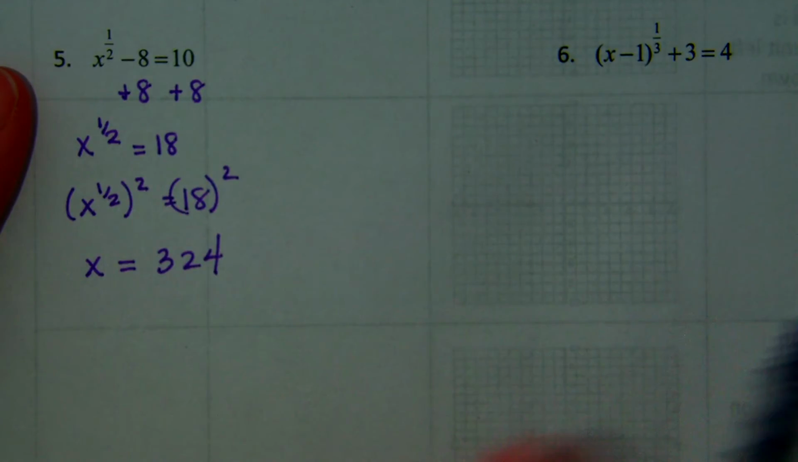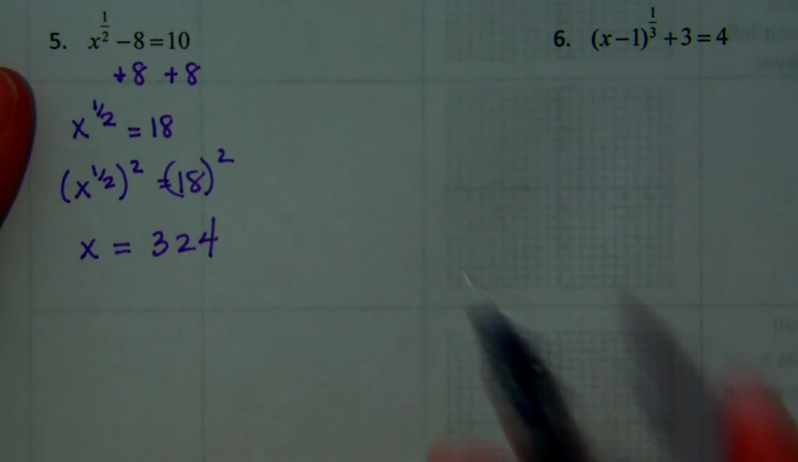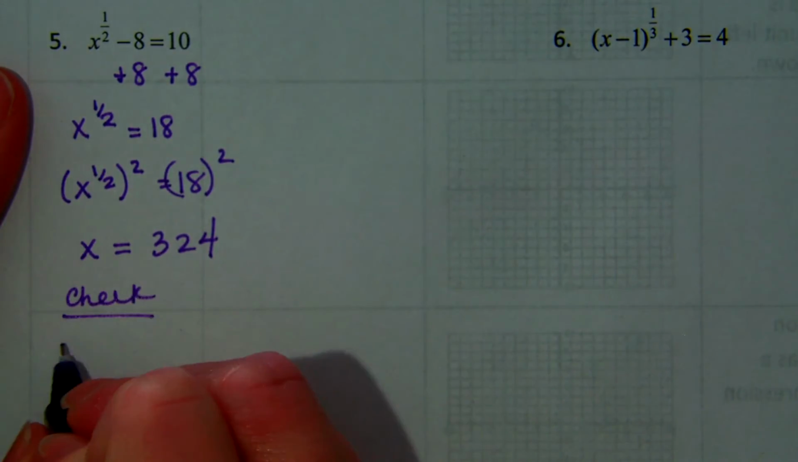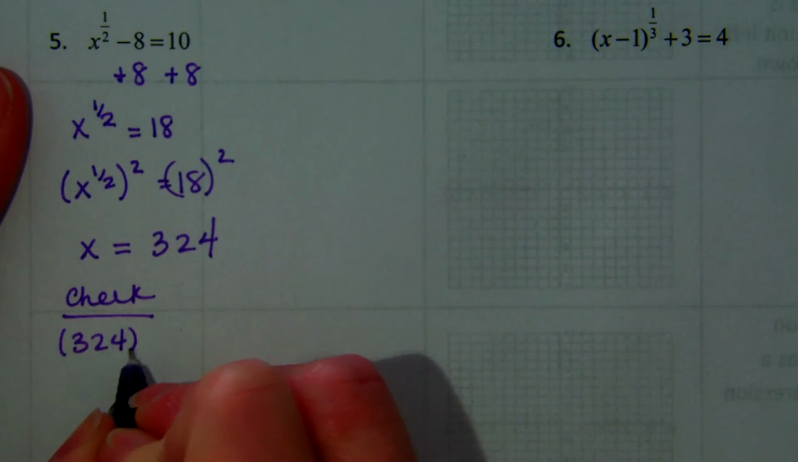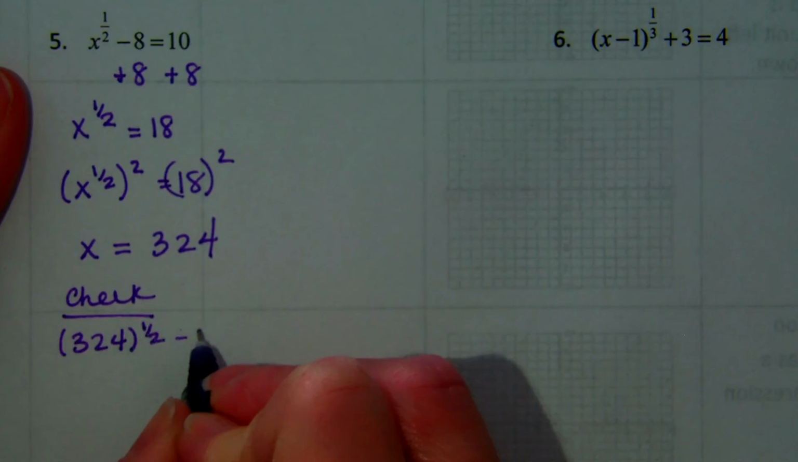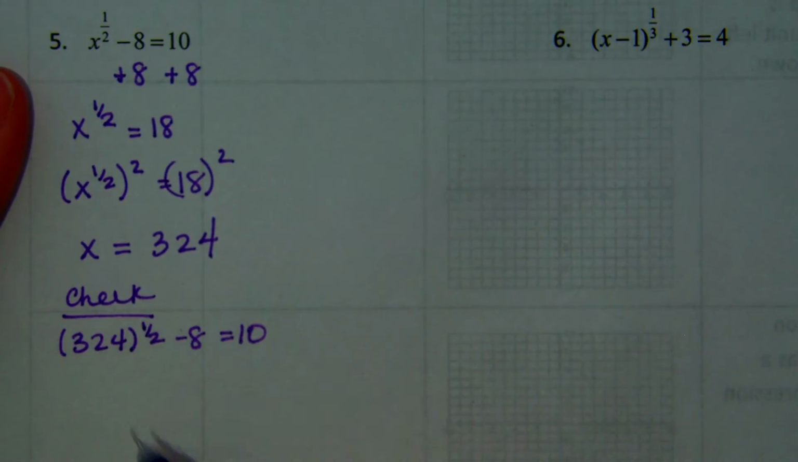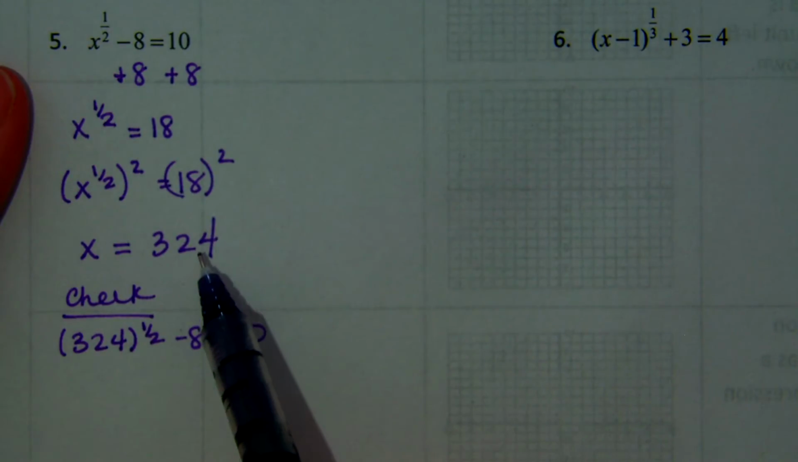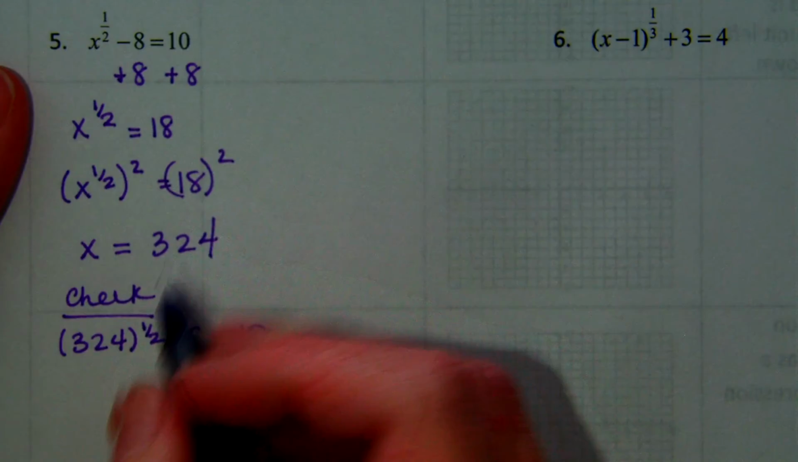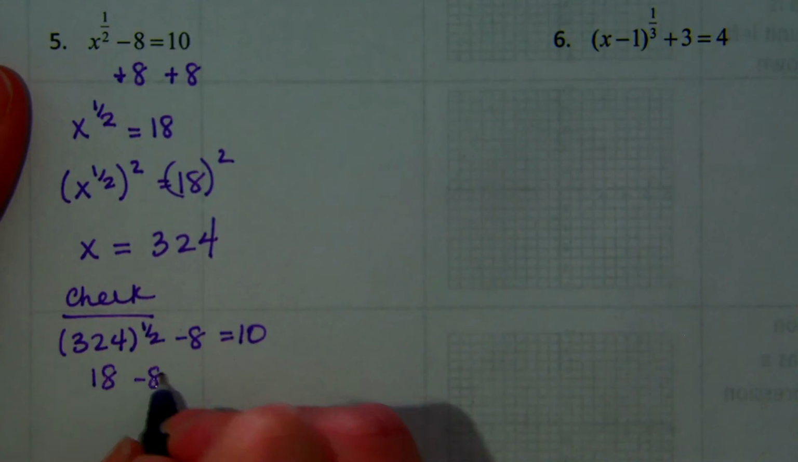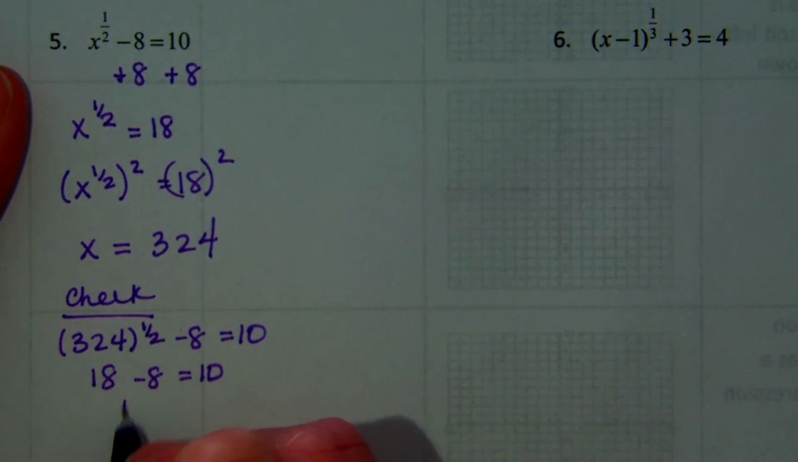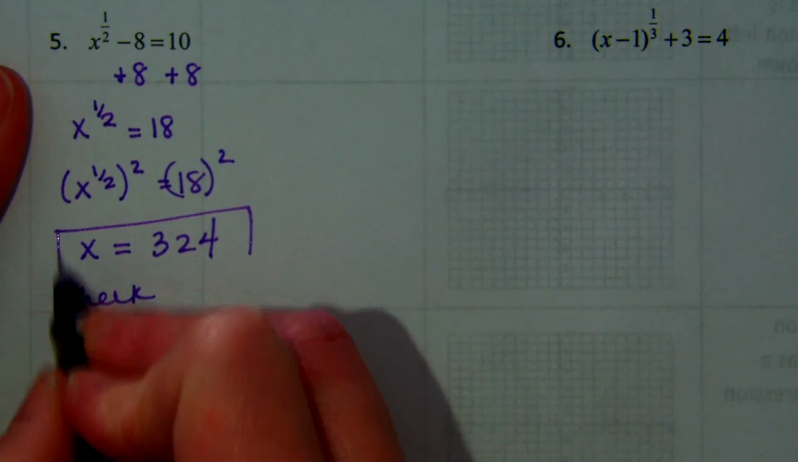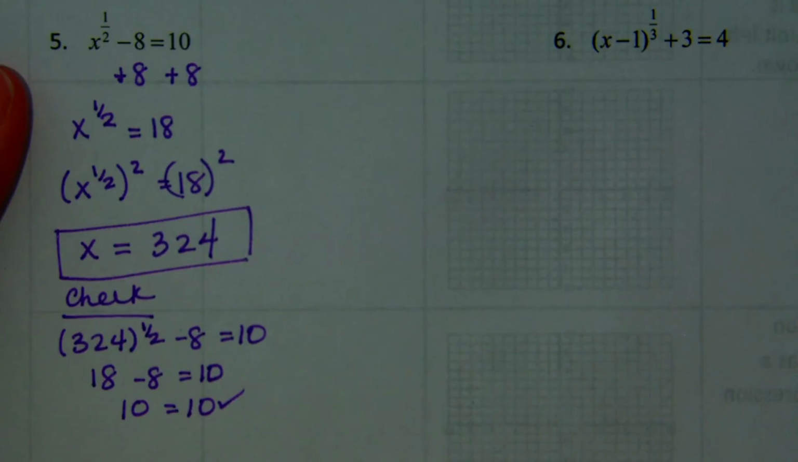Now, because this is a square root equation, we do need to check our answer. So 324 to the 1/2 power minus 8 is equal to 10. We just did this problem, so we know the square root of 324. It's 18. We just found that, right? So 18 minus 8 is equal to 10. And in fact, this works out. 10 is equal to 10. And so x is equal to 324.